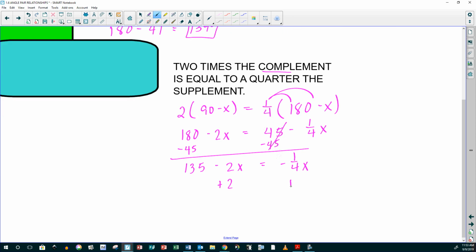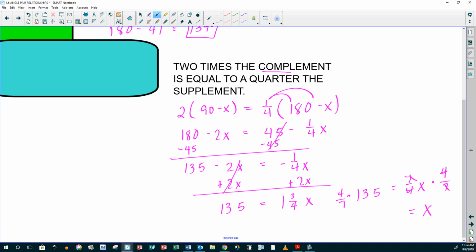Now I'm going to add this 2x over here. Oops. So now I've got 135 equals, well, if I have 2 and subtract a quarter, that gives me 1 3/4 left. So what I'm going to do here is convert this mixed fraction into an improper fraction. So 7 over 4x. Now to solve, all I got to do is multiply by the reciprocal so that I can get what x is. And then I can figure out the rest. So 135 times 4 divided by 7. Math enter. So it looks like x is like 77.4.